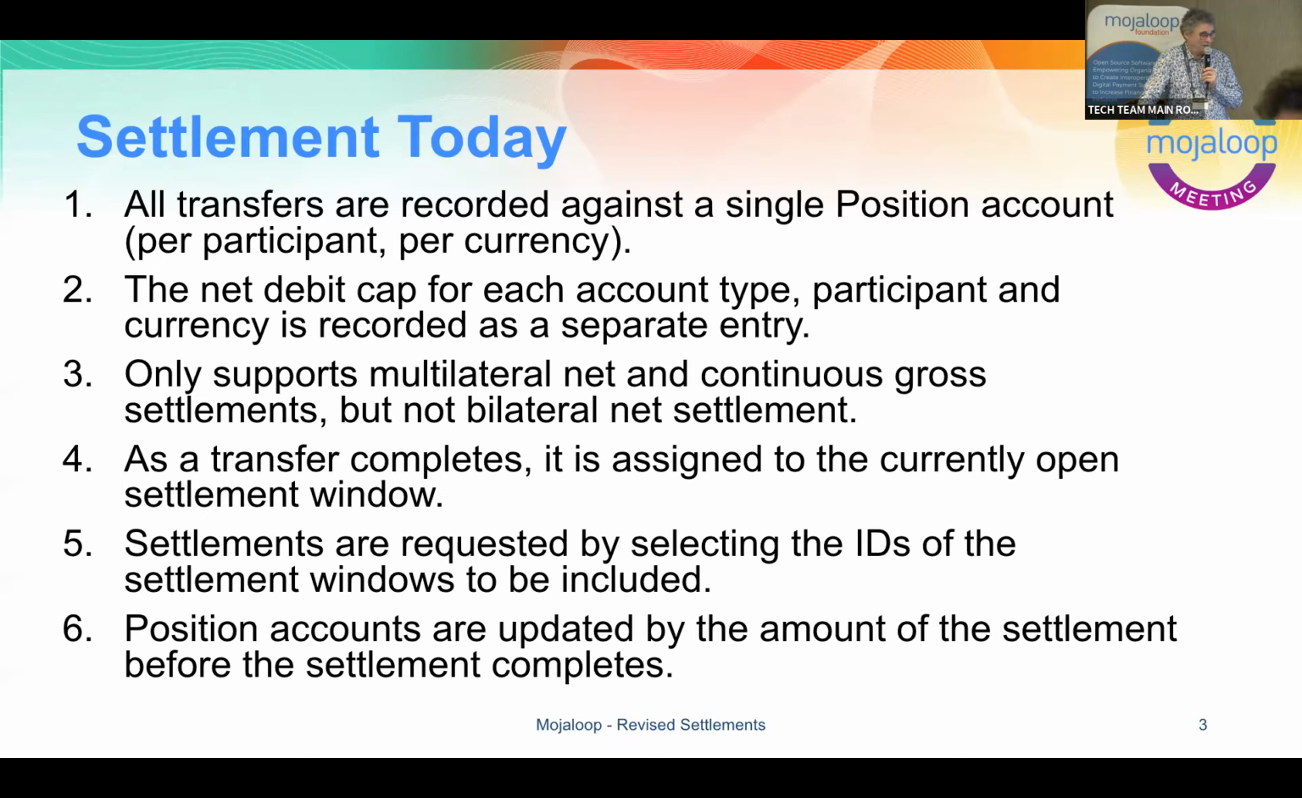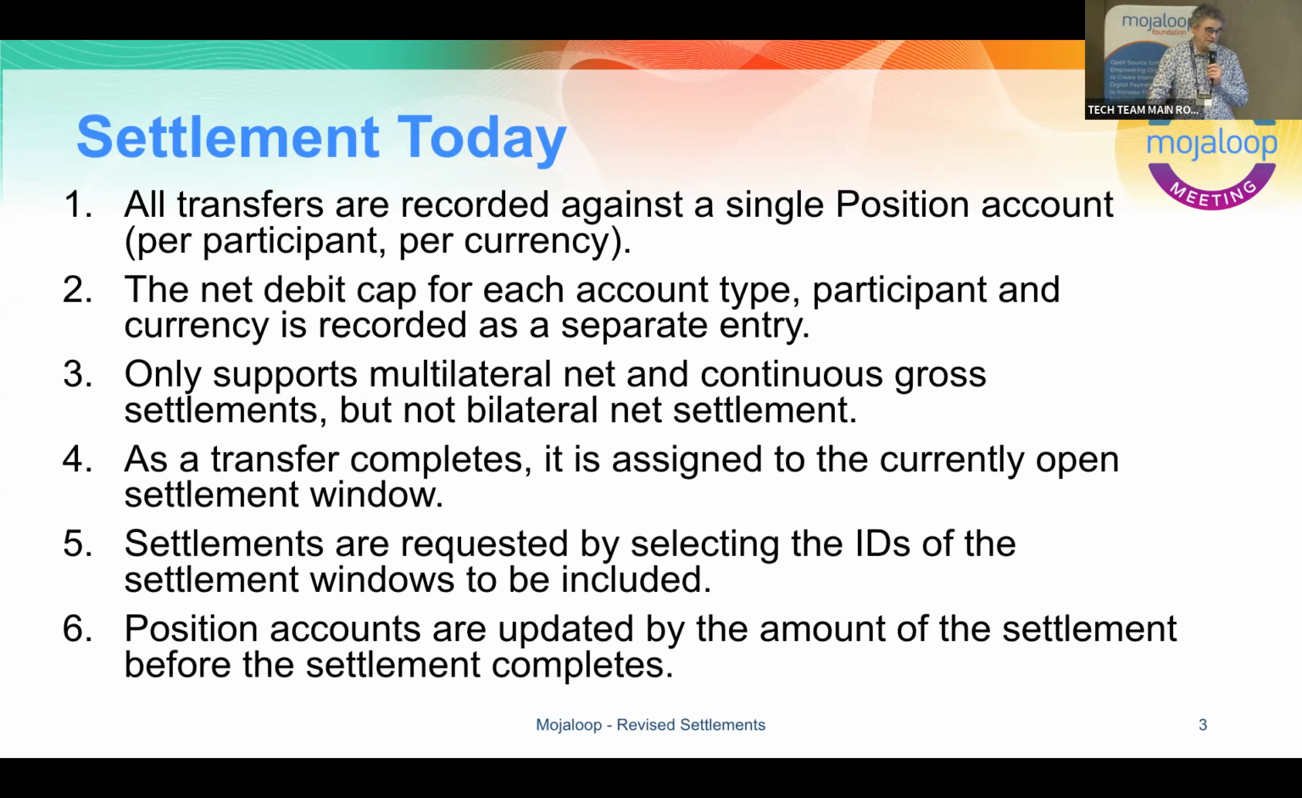So, where we start at the moment. Today, all transfers that go through the Mojaloop system are recorded against a single position account per participant, per currency. The net debit cap, i.e. the amount of liquidity cover for each account type, participant, currency, is recorded as a separate entry. We support multilateral net and continuous gross settlements, but not bilateral net. And crucially, whenever a transfer completes in the Mojaloop system, it's assigned to a currently open settlement window. So we just throw everything into a bucket.